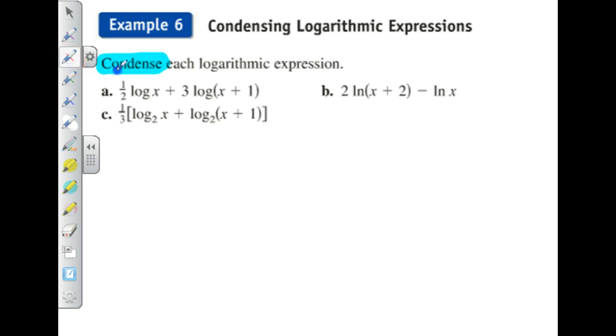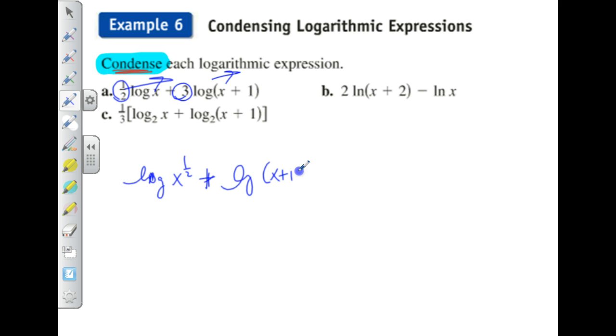So now let's go the opposite direction. Let's condense. Let's put things together. So if this has already been dropped down up front, let's put that back up top to make that the log of x to the 1/2. And let's do the same thing with the 3. Throw the 3 up top. So plus the log of x plus 1 cubed. Now I see the log of a plus the log of b. So I'm going to rewrite the log of a plus the log of b as the log of a times b. X to the 1/2 times x plus 1 cubed.